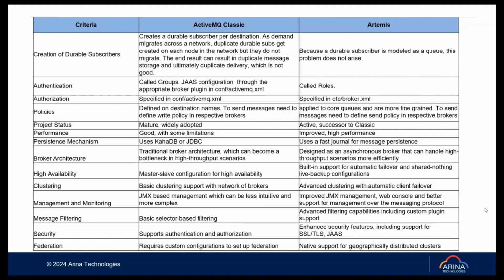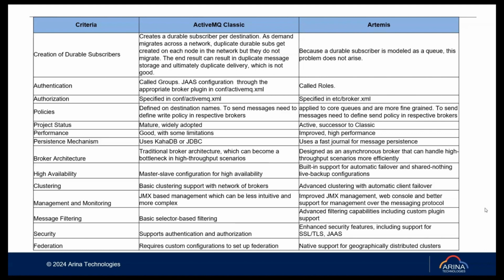ActiveMQ, as I said, is very widely adopted because a lot of organizations had been using ActiveMQ. There is a comfort factor for moving from ActiveMQ to Artemis because of this reason. There's huge adoption of it, and there's a learning curve in moving to Artemis. And what about Artemis? As I said, it is a successor to Classic, and organizations have started adopting it, but still the pace of adoption is not as much as the Classic one.